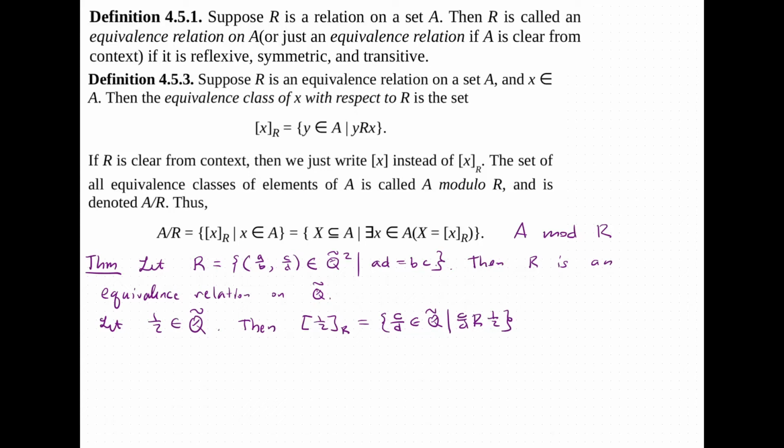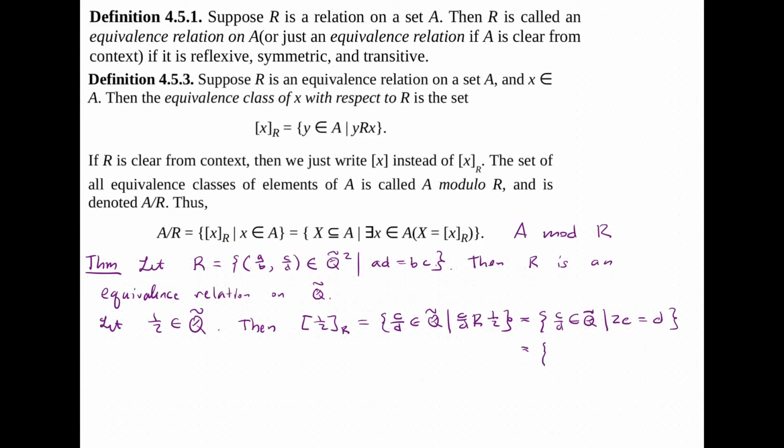But now we know what it means to be related. And so we can go ahead and simply write this as those fractions C over D in Q tilde such that 2 times C is equal to D. And that's now using our definition of what it means for two elements to be related in this equivalence relation. But we can go one step further.